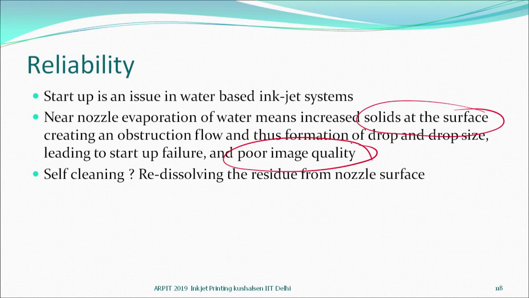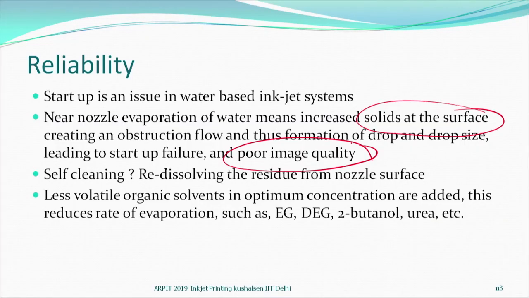Self cleaning is a very important thing. There should be some solvents in the ink so that if anything gets deposited around the nozzle diameter, then it gets redissolved from the nozzle surface and becomes part of the ink. So, there are no solids, it gets dissolved. So, the startup could be easy. Less volatile organic solvents can help this. Some of the examples are ethylene glycol, diethylene glycol, butanol, some urea, etc.